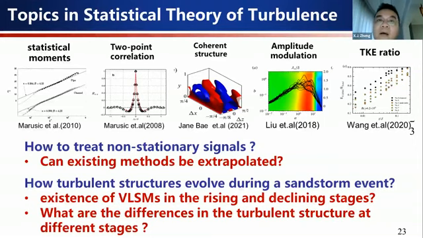Therefore, it is necessary to answer these questions. Firstly, how to treat non-stationary signals? Can traditional methods be extrapolated? How do turbulent structures evolve during a sandstorm event? Do there exist VLSMs in the rising and declining stages? And what are the differences in the turbulent structure at different stages?